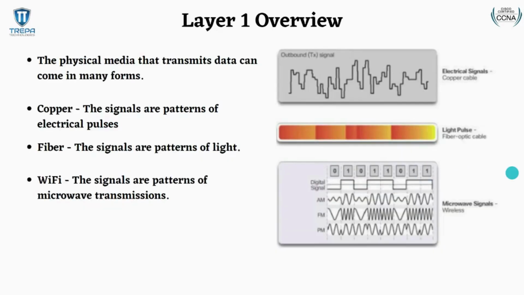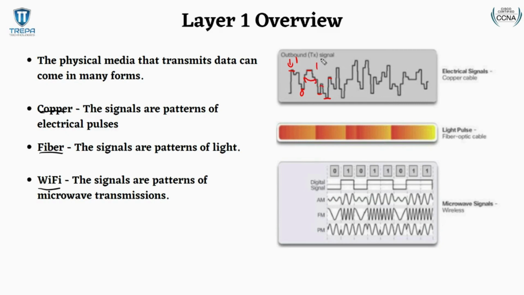Now moving on into our layer 1 overview. What are the different physical media that can transmit data? We have copper, fiber, and Wi-Fi. Copper sends electrical signals, and these electrical signals are how you determine the bit representation. You see this top electrical signal here, which could represent a 1. This bottom one could represent a 0. Or the space in between, right here, could also represent a 1.